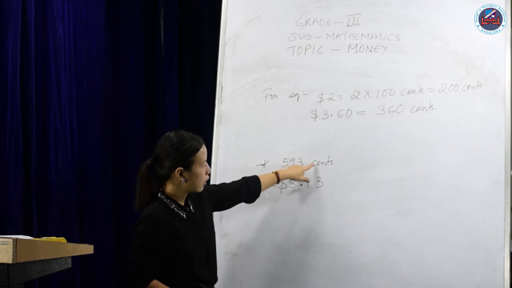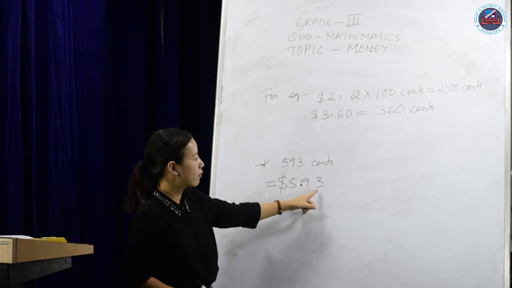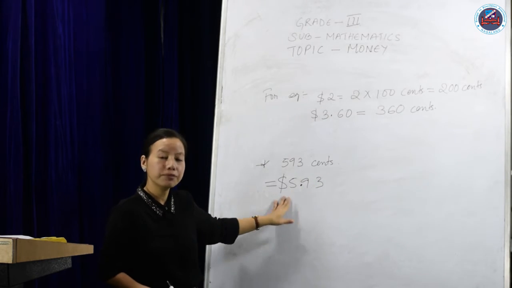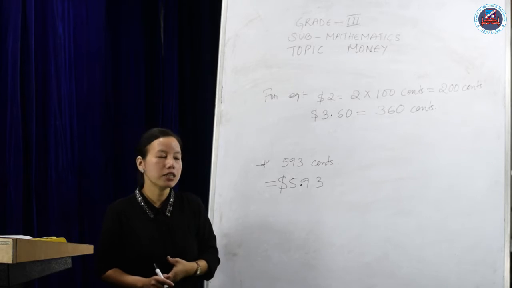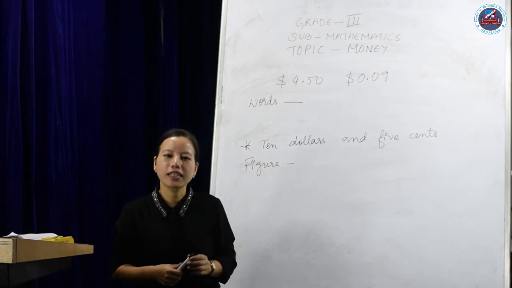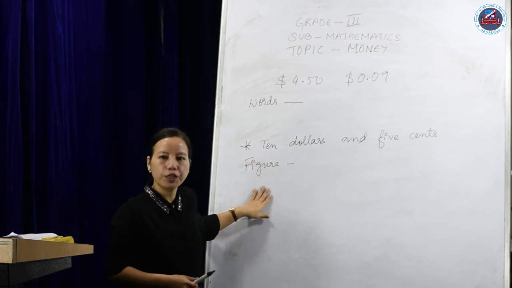Know that to change from a cents amount to dollars and cents, you count two numbers from the right and then put a point. Done? Now we will go to the next one, that is how to write the amount in words and figure.